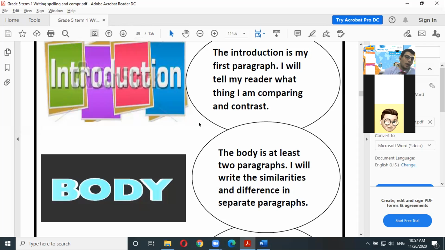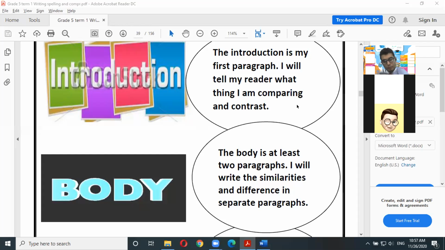Very good. In the body, in the compare and contrast, I have two paragraphs. One tells about the similarities and the other one tells about the differences.